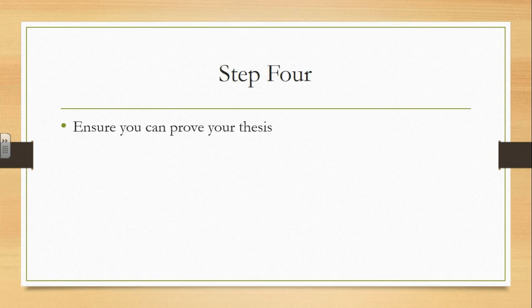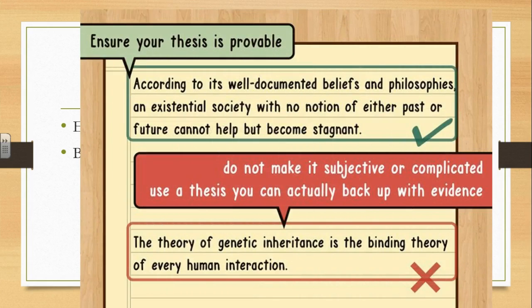Step number 4, okay? Ensure that you can prove your thesis. If you cannot prove your thesis, you are not making an argument, your paper will be crap. Make sure that you can prove your thesis. Be objective, not subjective, okay? Make it so that people would agree with you. Don't make it subjective, so I have to have your state of mind when it comes to understanding what is going on. Some examples right here.